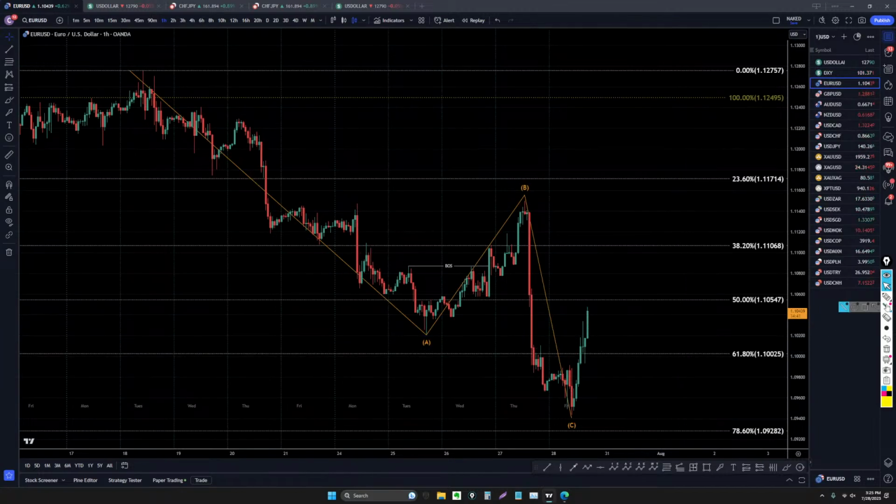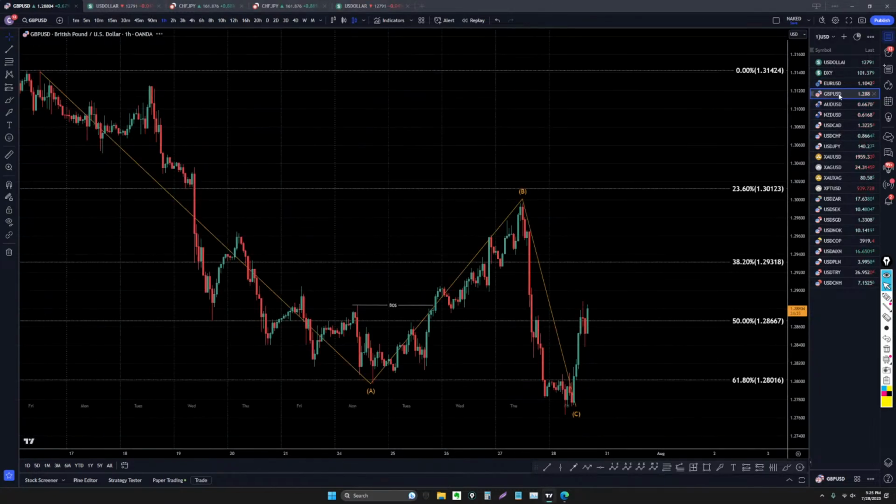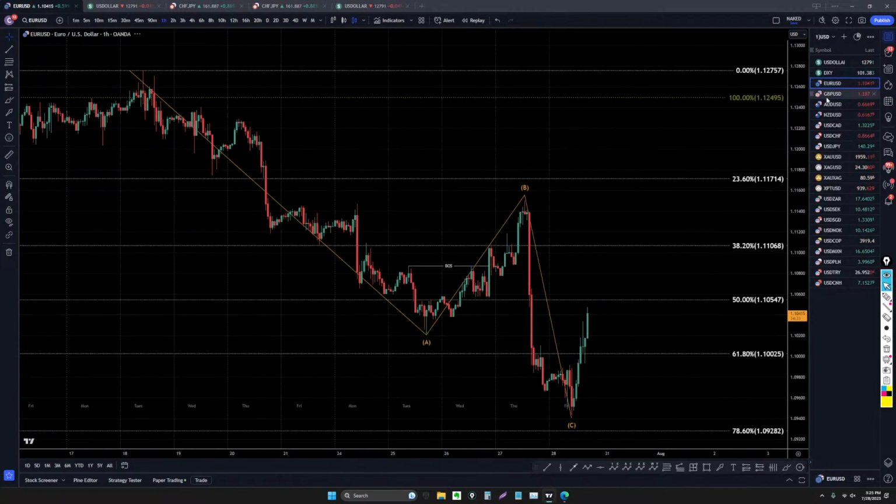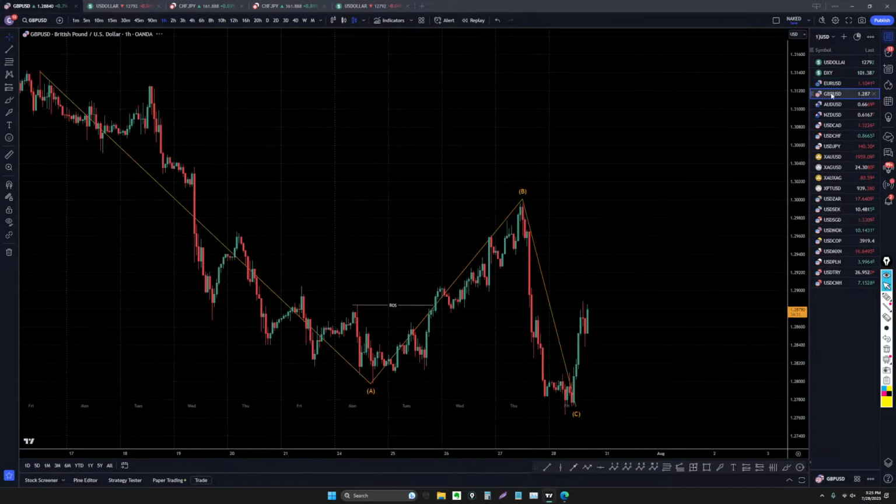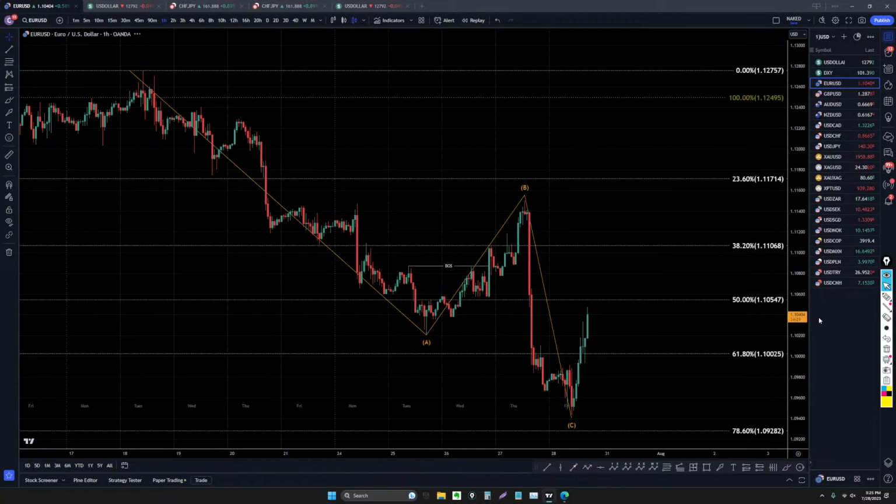Oh yeah, look at that. The one day I decide not to get in the euro dollar. The pound dollar I think is doing good too, but the euro dollar is actually doing better. Yeah, the euro dollar is doing a lot better. That's alright though. Pound dollar is still pretty good though.